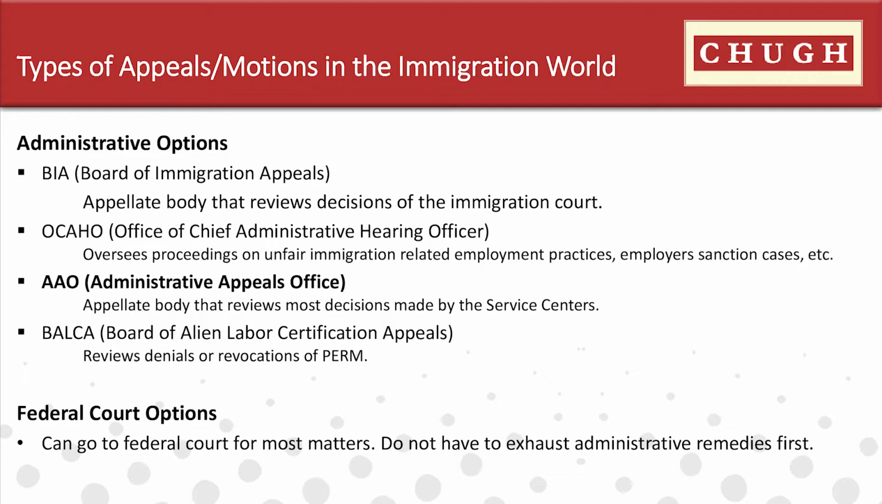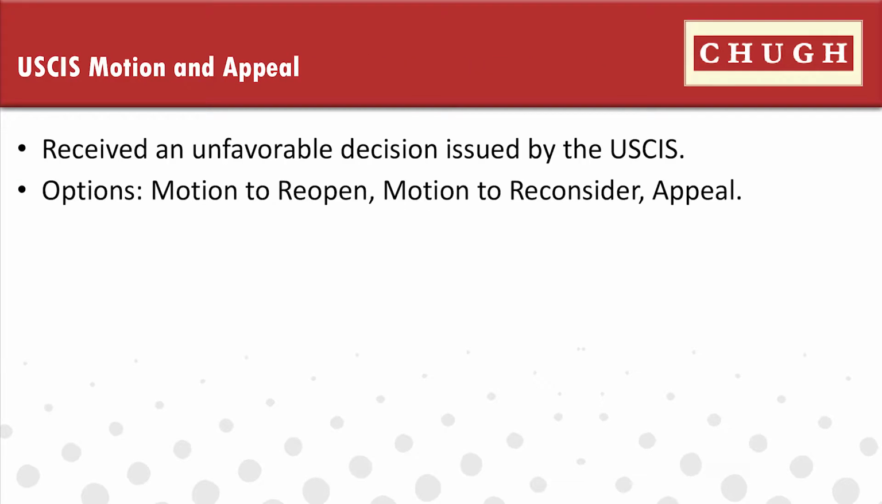All right, so on to Lee next, and she's going to talk more in detail about motions and appeals. Mostly we deal with USCIS denials. Today's seminar focuses on USCIS motions and appeals. When you receive an unfavorable decision issued by the USCIS, there are three options: motion to reopen, motion to reconsider, and or appeal.